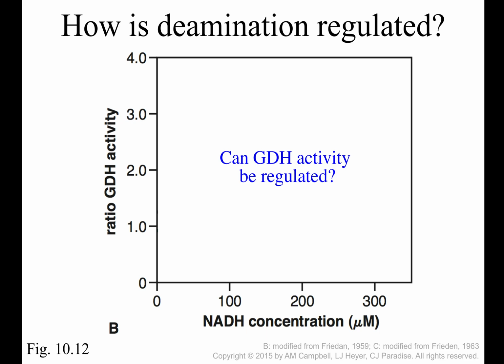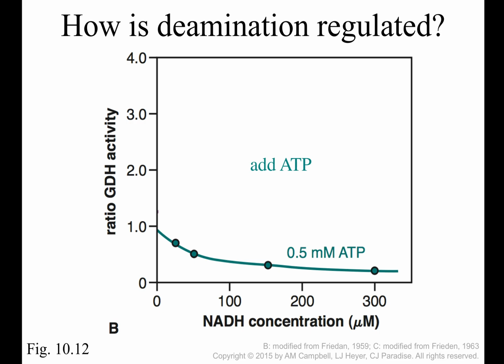Okay, so if you're going to take 2-carbon units off of proteins, how do you regulate that? So there's that enzyme GDH that we saw in the previous slide. How do you regulate that? Well, is it regulated by ATP? It does not look like it's regulated by ATP, in that you don't get much of a change in how much NADH you produce from this reaction.